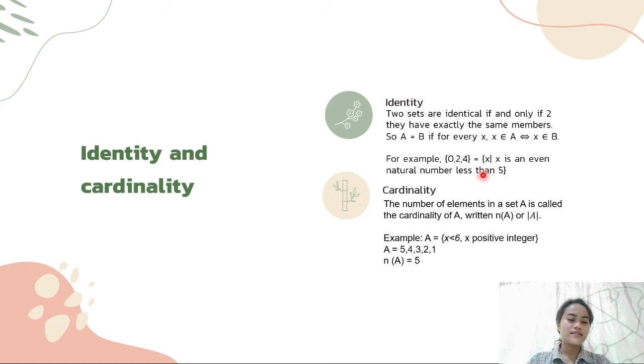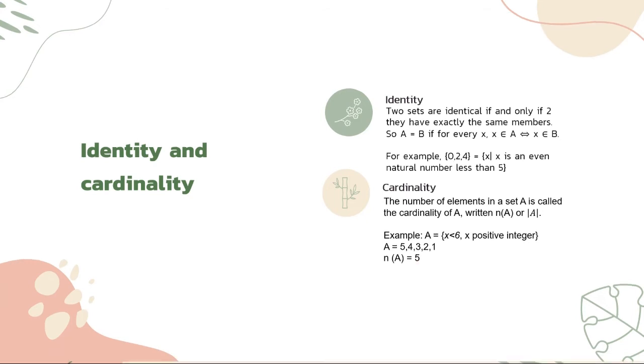And cardinality: the number of elements in a set is called the cardinality of A, written like that or with this symbol. For example, A equal to the set of x such that x is less than 6 and x is a positive integer. A equal to {5, 4, 3, 2, 1}. So the cardinality is equal to 5. Why is zero not included? Because 0 is not a positive integer and does not include negative integers. So zero is a neutral number.